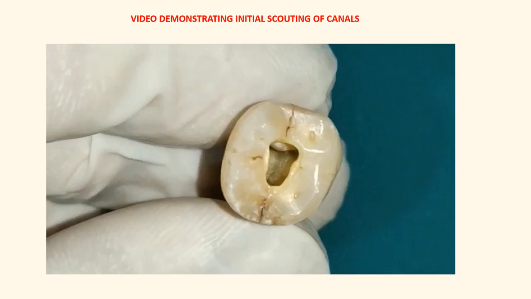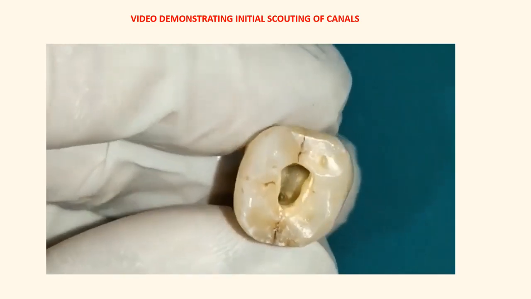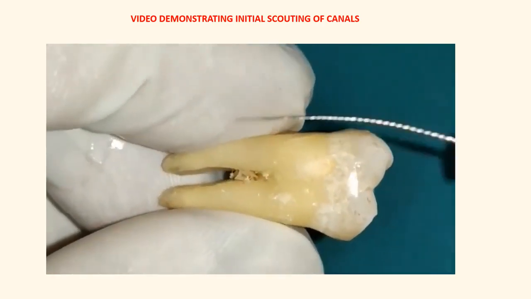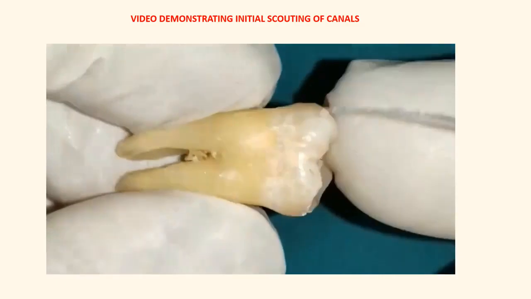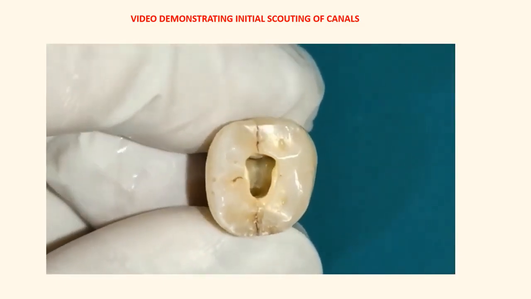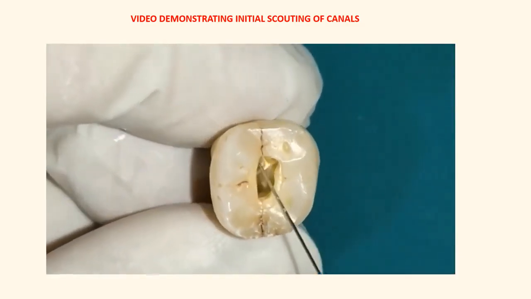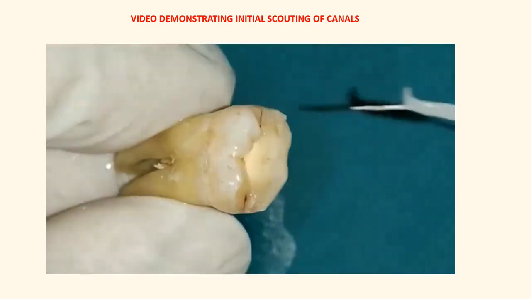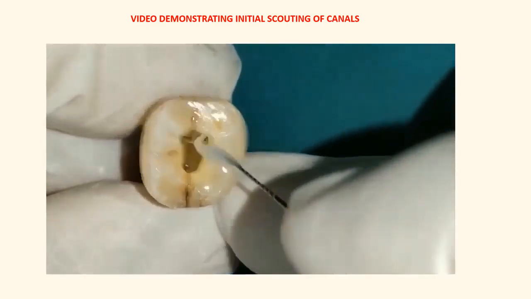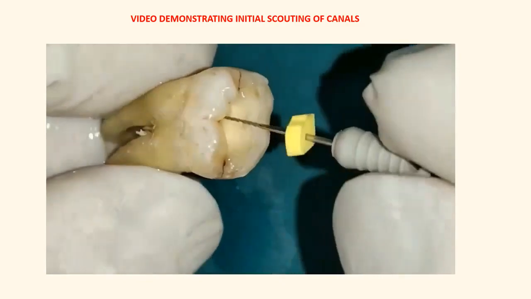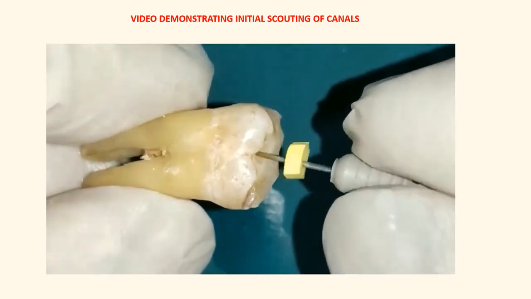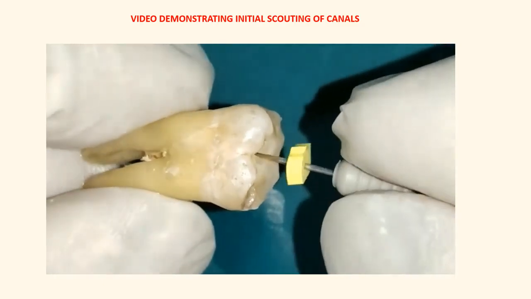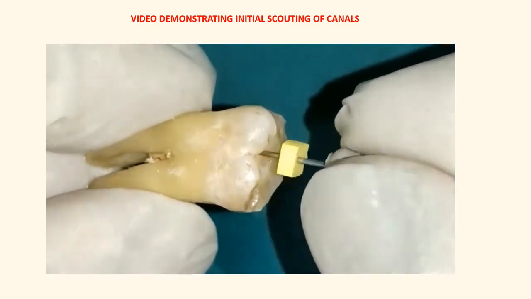This is the video demonstrating the initial scouting of the canals. This is the most important step in glide path preparation. It is done with number 8 or 10 K file. The chamber is flushed with sodium hypochlorite. Then a pre-curved file coated with EDTA gel is passively inserted till resistance or 2 to 3 mm short of the estimated working length. Don't force or push the file to reach the apex.